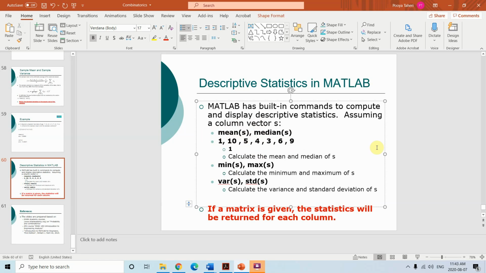It would be 1, 3, 4, 5, 6, 9, and 10. Did I miss something? No. So in the sorted sequence, 5 is in the middle. So that's the median of the sequence. That's the difference between the average and the median.